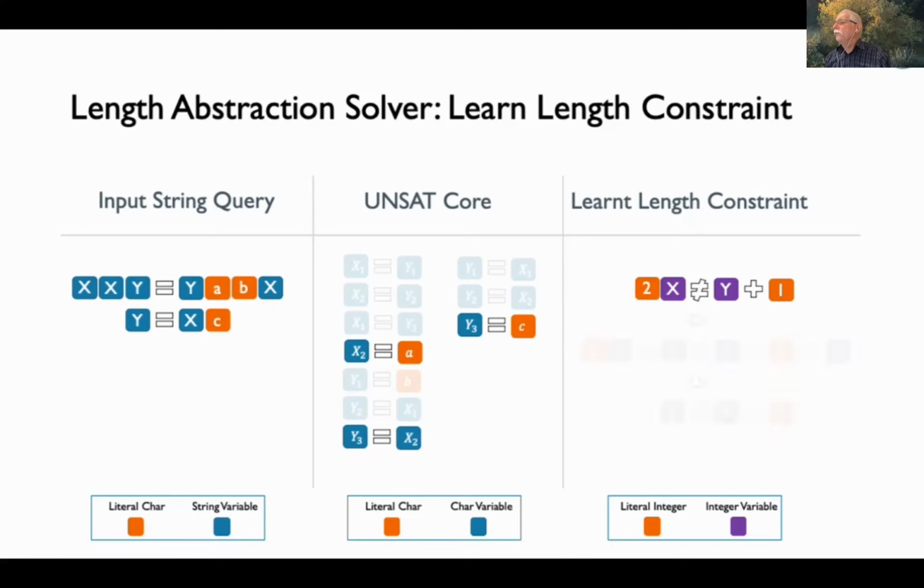Since the last 2 components of the clause that we learned have to be true because they're implied by the original string query, we can simplify them away. In the end, for this input query and unsat core, we would get the learned constraint on the right, just 2 times the length of X does not equal the length of Y plus 1.